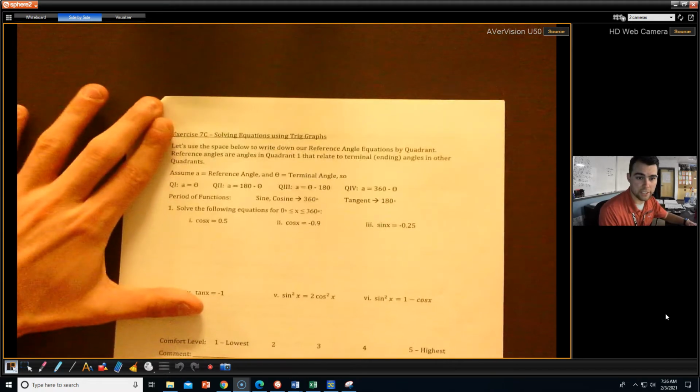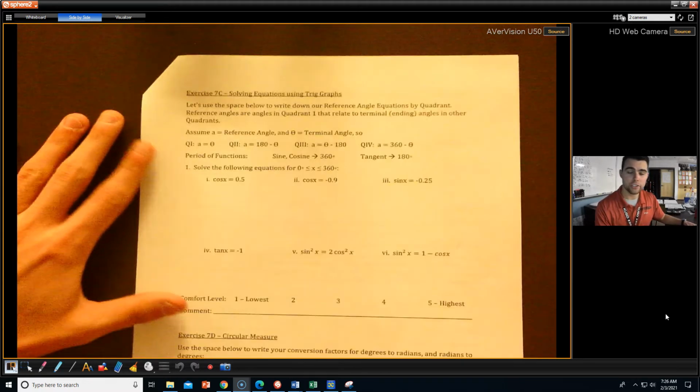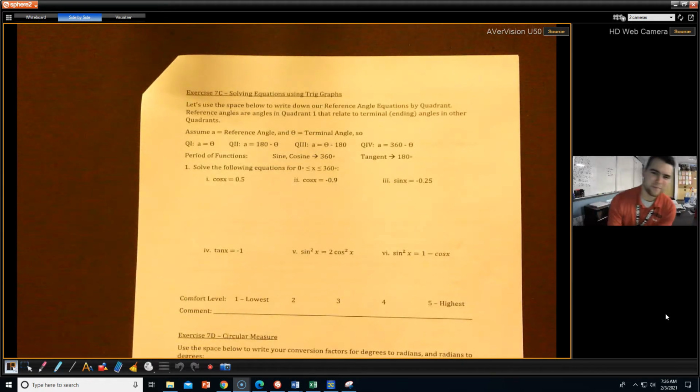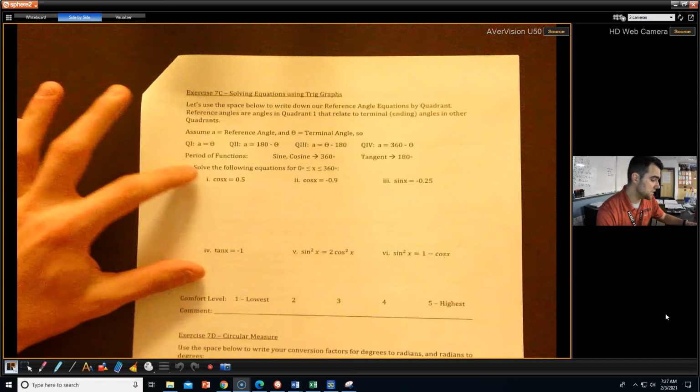Let's look at exercise 7c, solving equations using trig graphs. In this lesson, we seldom use the trig graph. We'd make it just to see what's going on, but we really didn't have to do a lot of graphing. We did more graphing in the last lesson that we just did. Really the key thing from this one is reference angles and how to use them to solve these equations.